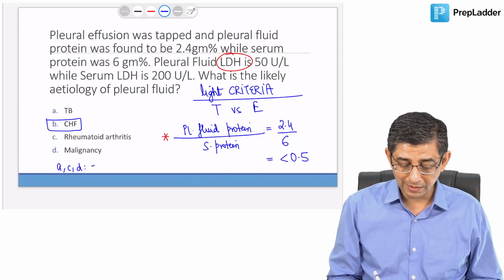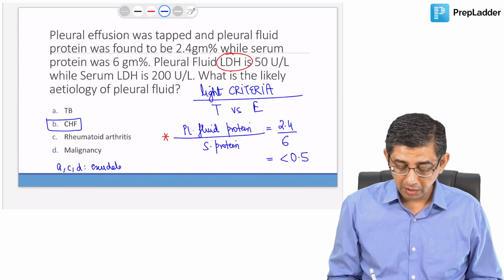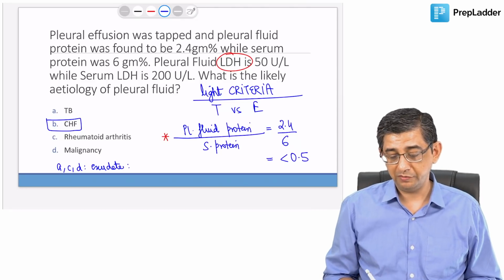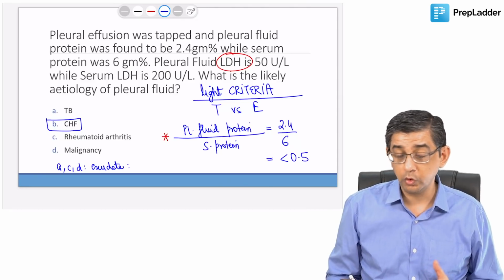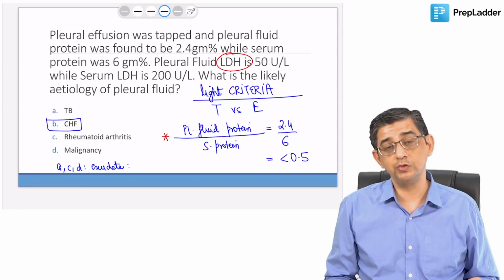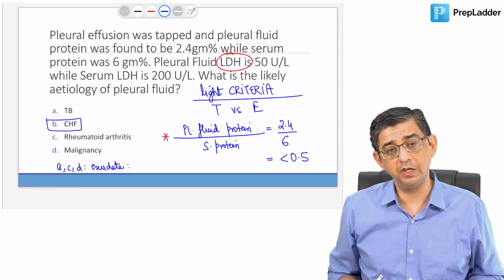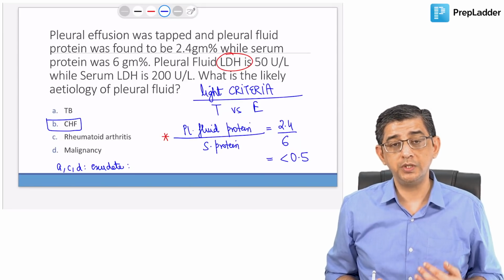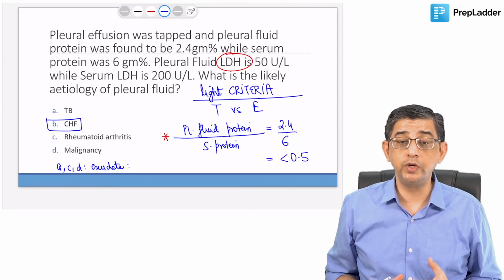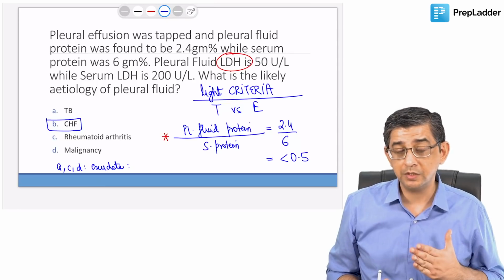They are all examples of exudates. If they're exudates, then you will notice the fact that the protein ratio will be more than 0.5 and LDH values will be more than 0.6. You don't need to calculate LDH values because proteins is anyway giving you the diagnosis. Option A, C and D are exudative pleural effusion. Option number B is transudative.